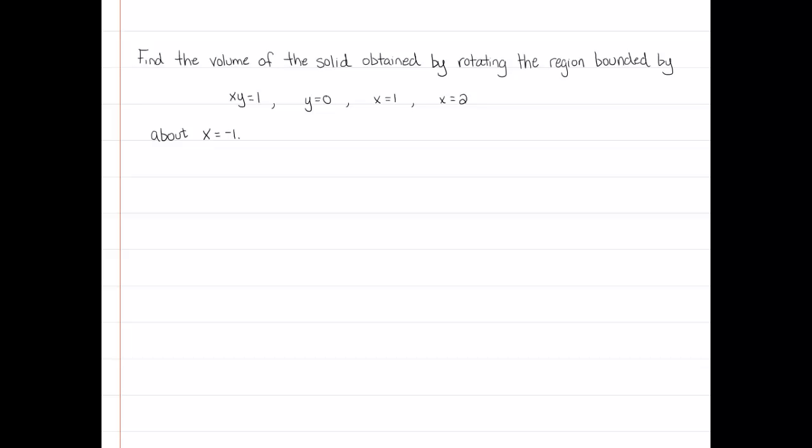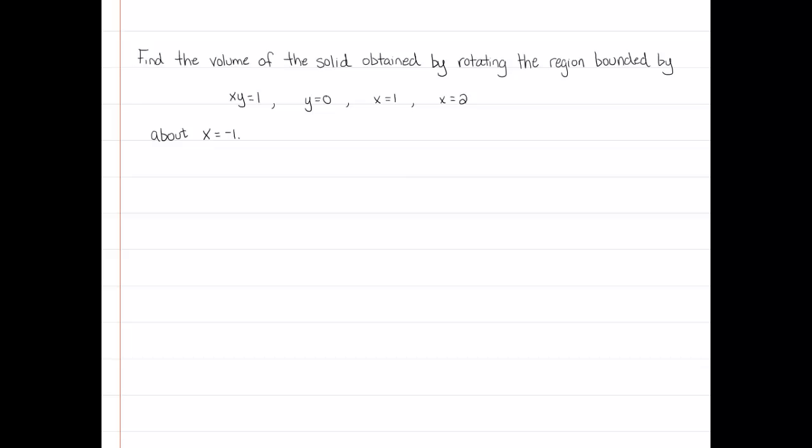This example is a select example for integral calculus. It is typically found in a volume of rotation, or rotational solids, section, where you rotate regions about specific lines, whether horizontal or vertical, and you have to find their volumes. In this case, we have a region bounded by xy equals 1, y equals 0, x equals 1, and x equals 2, and we're rotating this about the vertical line x equals -1.